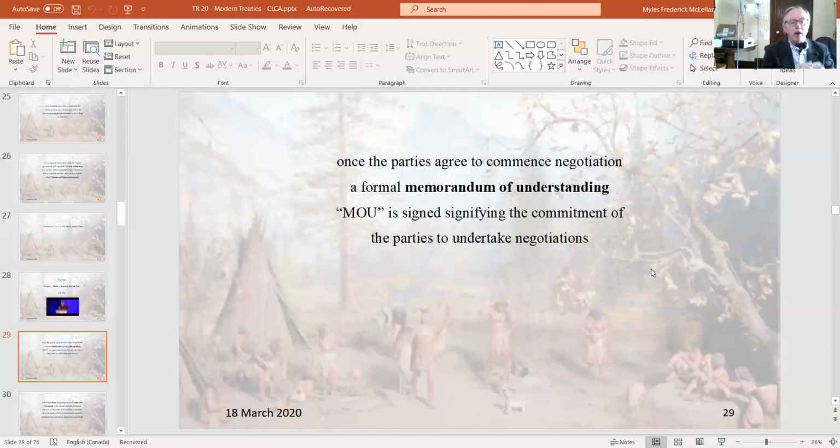So once the parties agree to commence negotiating, then an MOU, or a memorandum of understanding, is signed between the parties, basically signifying the commitment of the parties to undertake negotiations. It's a formal contract between the Indigenous group seeking the modern treaty and the comprehensive land claim with the federal government and the provincial government, basically saying we are now going to negotiate this treaty.